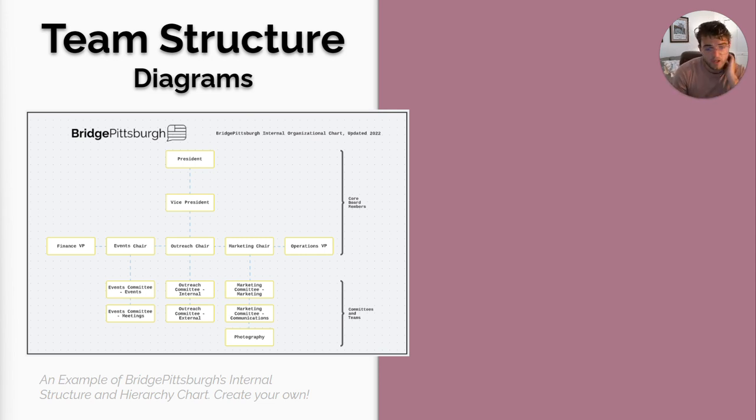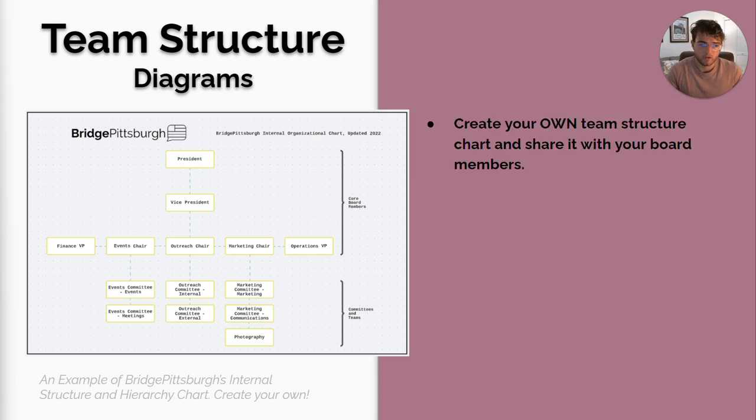So this is an example of a team structure to the left here. This is Bridge Pittsburgh. And you can see how the president is at the top there, then there's a vice president, and then there's all these VPs. This can be swapped around with your chapter. The VP might be on the same level as all the other VPs. And for this specific example, there's committees in there. So you can see there's 2 event committee positions under the events chair, 2 outreach, 2 marketing committee members under that. So you want to create something that is good for your team and good for your team structure.